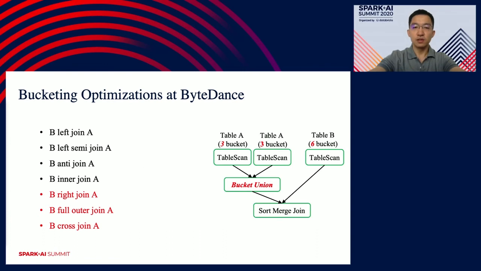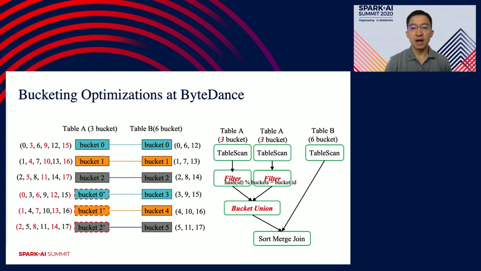Even though we remove the shuffle and the sort, there are some other problems. For example, this mechanism works well for B left join A, B left semi join A, B anti join A, or B inner join A. But if we join B and A with B right join A, B full outer join A, or B cross join A, there will be some duplicated records because we scan table A twice, right?